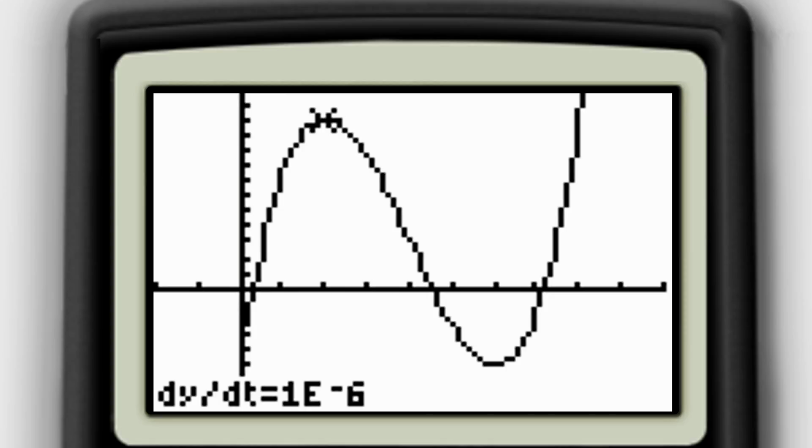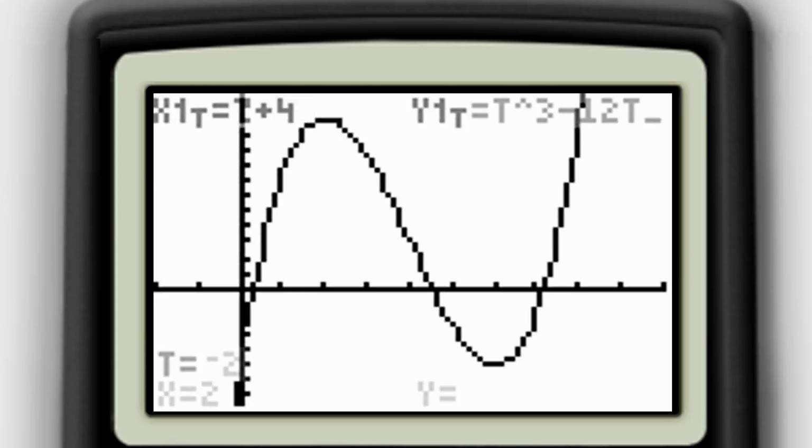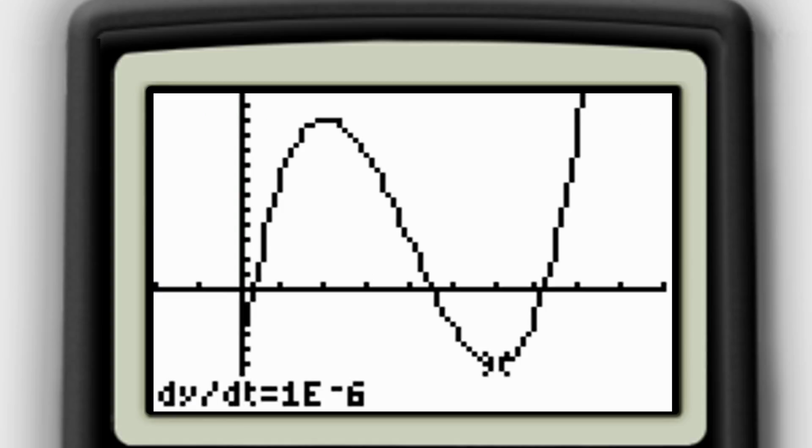And we're going to do the same for the other point. Go back into Calc, select dy/dt again, and now we're going to type in t equals 2 and press enter. And it puts our cursor point at around our relative minimum of x equals 6, y equals -10, and says that dy/dt is equal to 1 times e to the -6, which again is approximately 0. We're confirming our derivative is 0, or we have a horizontal tangent line there.